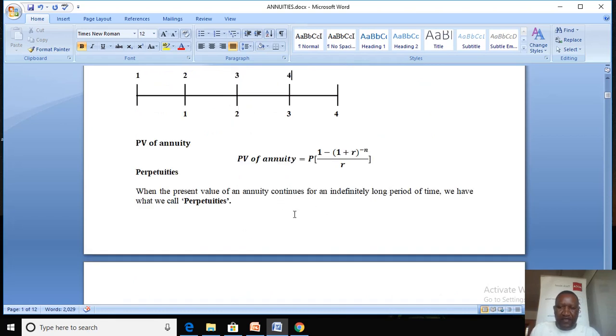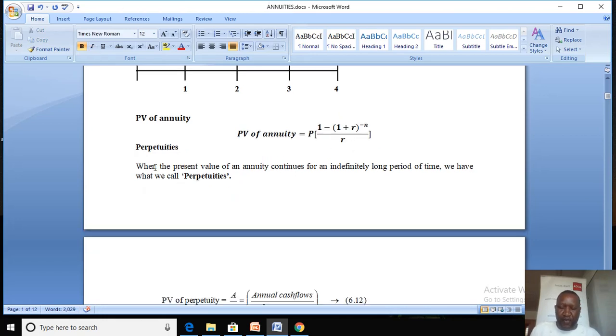The present value of annuities. This is all annuity payments converted to present amounts, and the formula for the present value of an annuity is given as follows: PV of an annuity equals P, which is the annuity payment, multiplied by 1 minus (1 plus R) to the power negative n, divided by R.